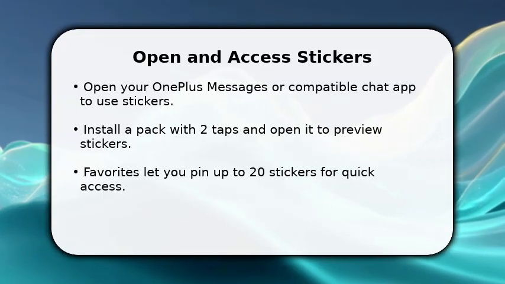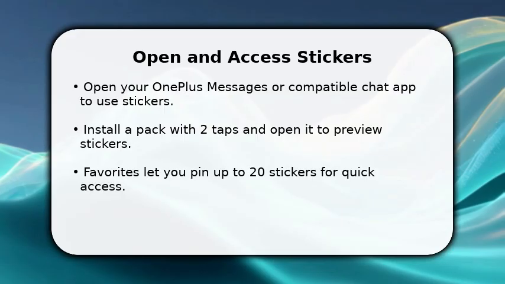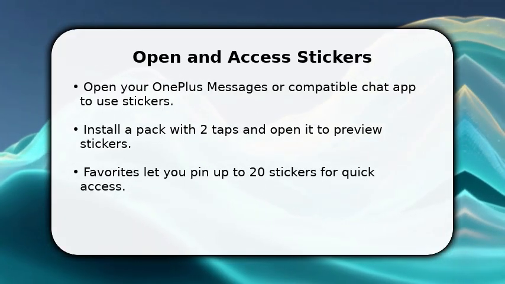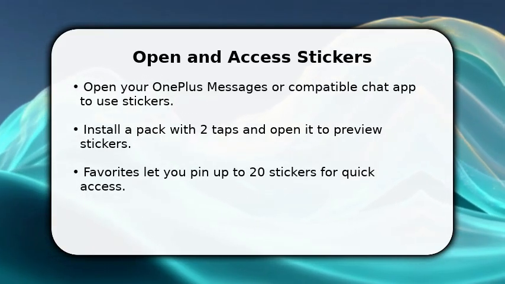Open your Oneplus Messages or compatible chat app to use stickers. Tap the emoji icon, then switch to the Sticker tab. Download sticker packs from the Oneplus store or third-party creators. Install a pack with 2 taps and open it to preview stickers.